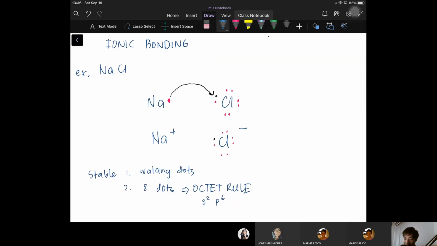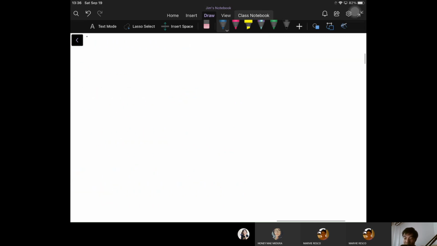So let's have some few examples pa. Example, Mg and nitrogen. Okay. So let's have Mg. Magnesium is in group 2. So 2 dots. Nitrogen is in group 5. So 5 dots. Okay. So yan. 5 dots, 2 dots.